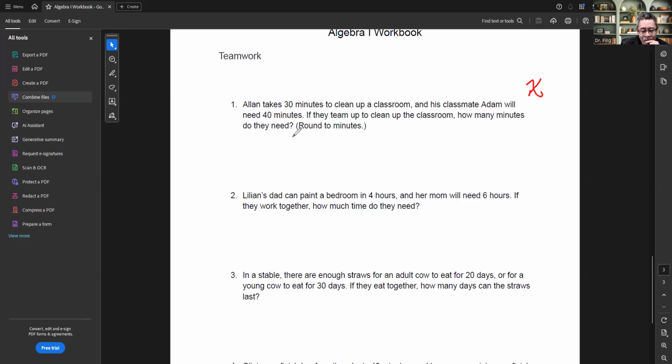And now, Alan takes 30 minutes to clean up a classroom. So per minute, he can only do 1/30th. So it's a fraction of that. And Adam will be 1/40th. And together now, times the time they need. You can use x or use t, it doesn't matter. So that should equal 1. So what we got here is fractions.